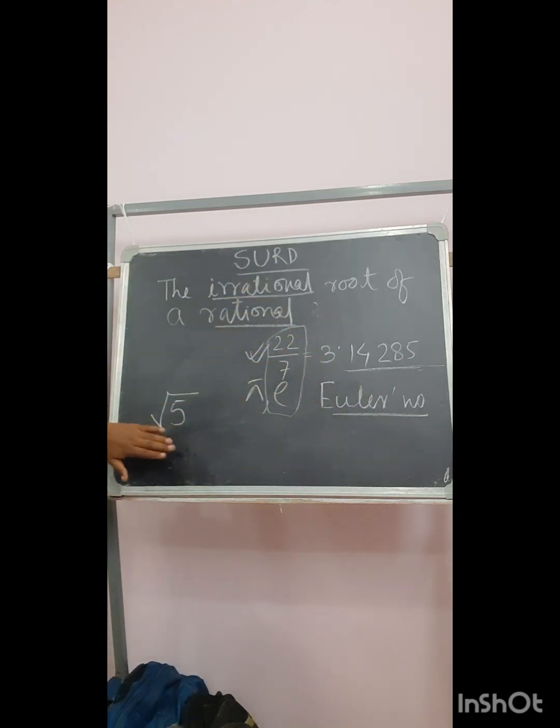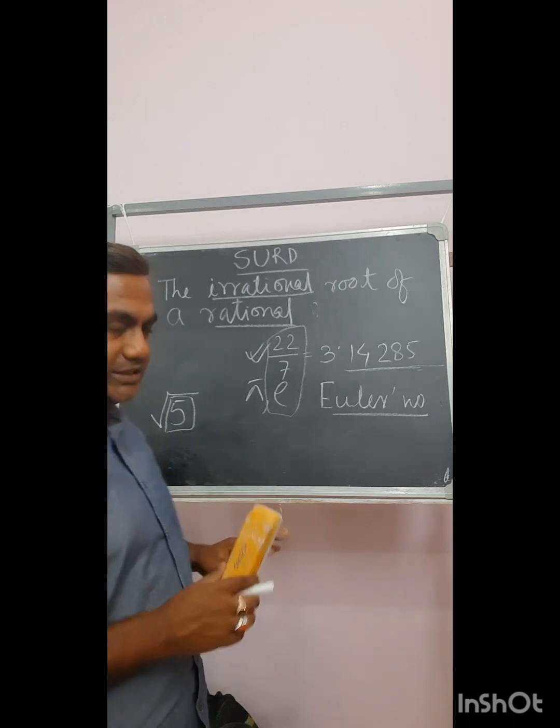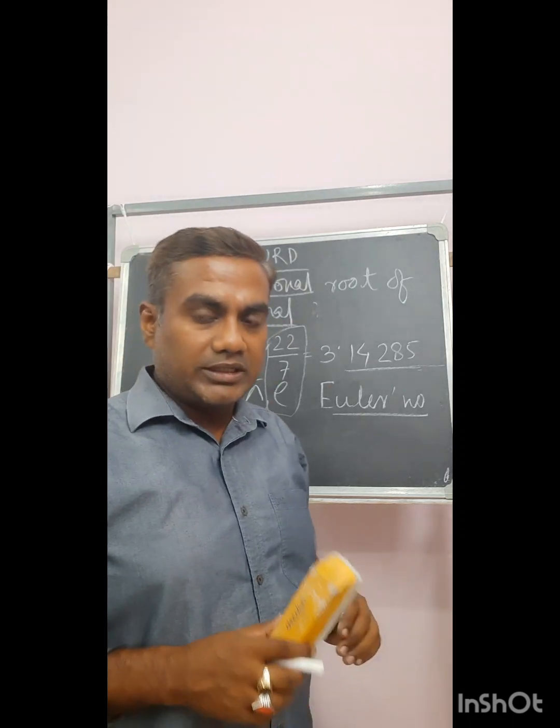So I will get something which is an irrational root of a rational number, because 5 is a rational number altogether. So this is the basics for understanding surds.